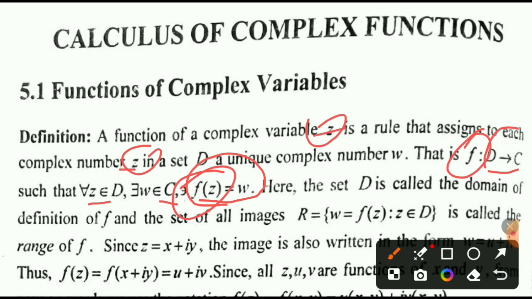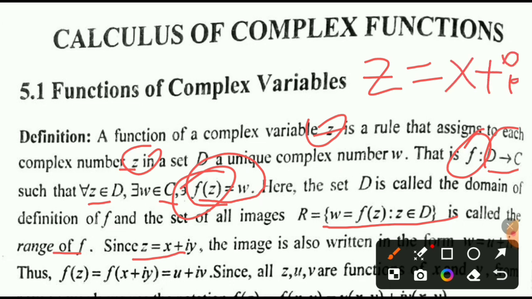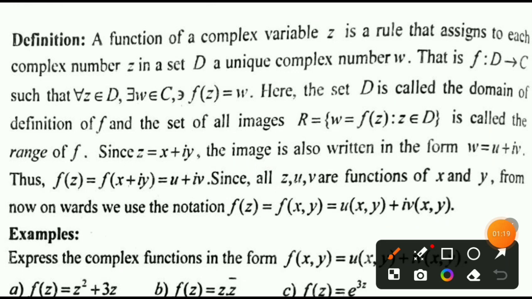Here the set D is called the domain of the function. The set of all images is called the range of f. So we can express z as x plus iy. This is denoted by z is equal to x plus iy. That means x is the real part of a complex number and iy is the imaginary part of our complex number. The image is also written in the form w is equal to u plus iv.